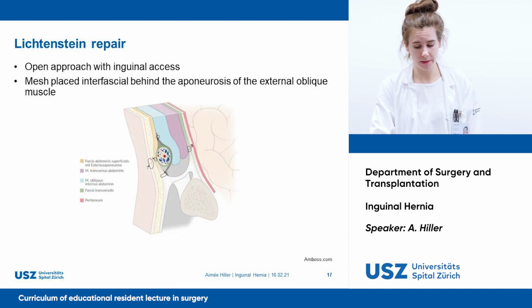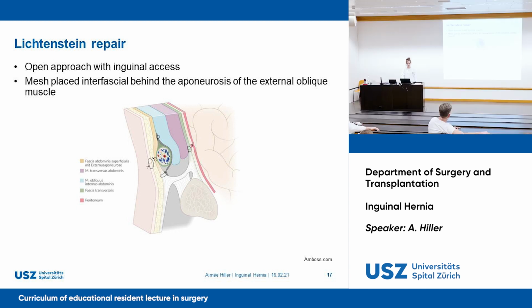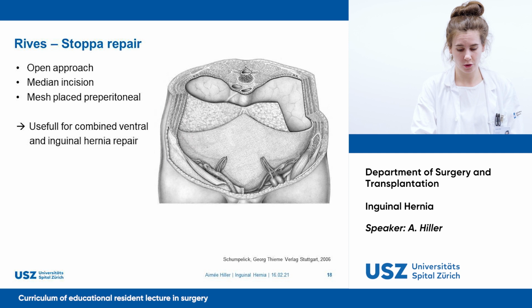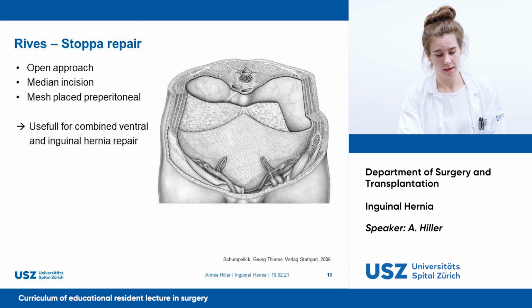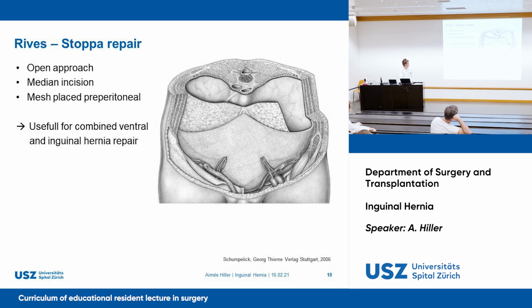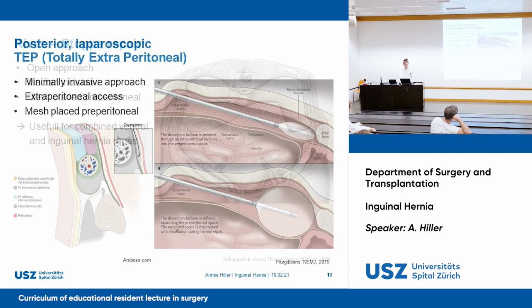Now the Liechtenstein repair is also an open approach with an inguinal access. It's a mesh-based approach, and you place the mesh between or behind the aponeurosis of the external oblique and in front of the internal oblique muscle. Then the third open approach is the Stoppa approach. It's an open procedure with a median incision, and you place the mesh preperitoneal. It's useful for combined ventral and inguinal hernia repair.